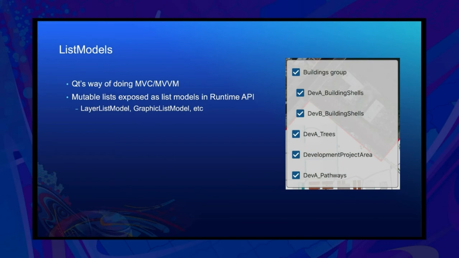So for example, a layer list model, a graphic list model. As an example, map contains a list of layers. You can add layers, you can remove layers, so it's mutable. And on the right side here, you can see we've got an example of a layer list control. We've got a toggle, a checkbox to toggle the visibility, and then we've got the name of the layer.